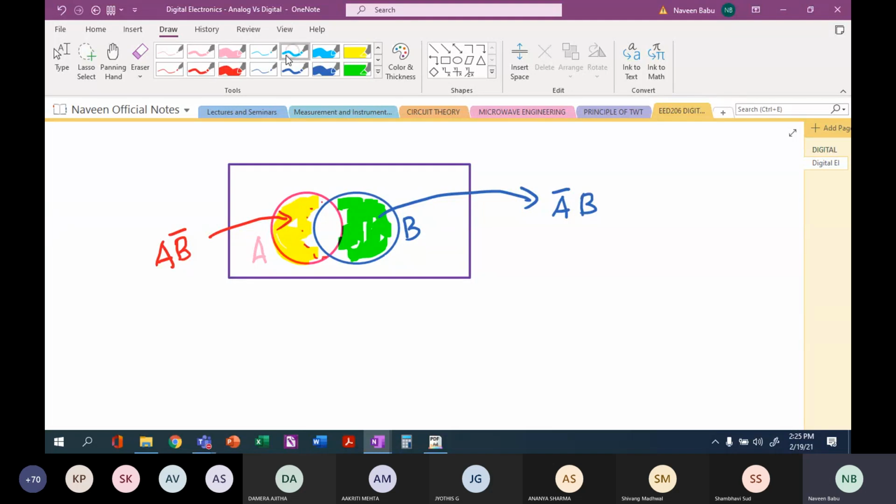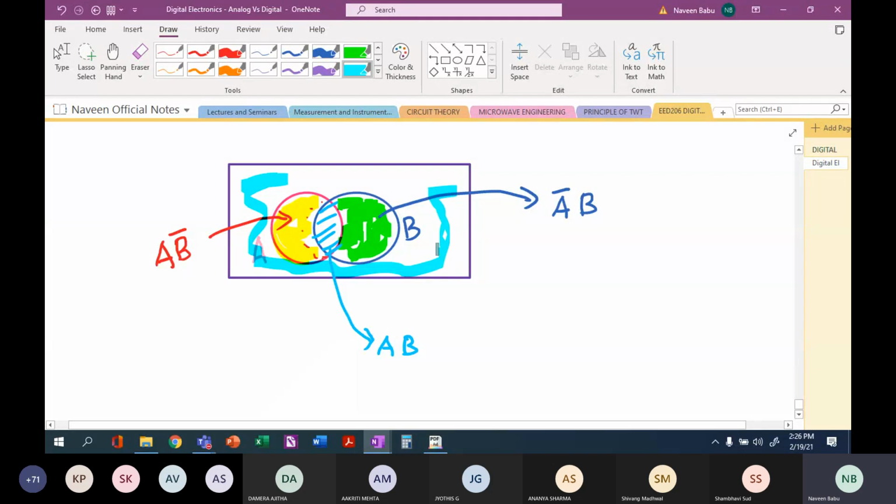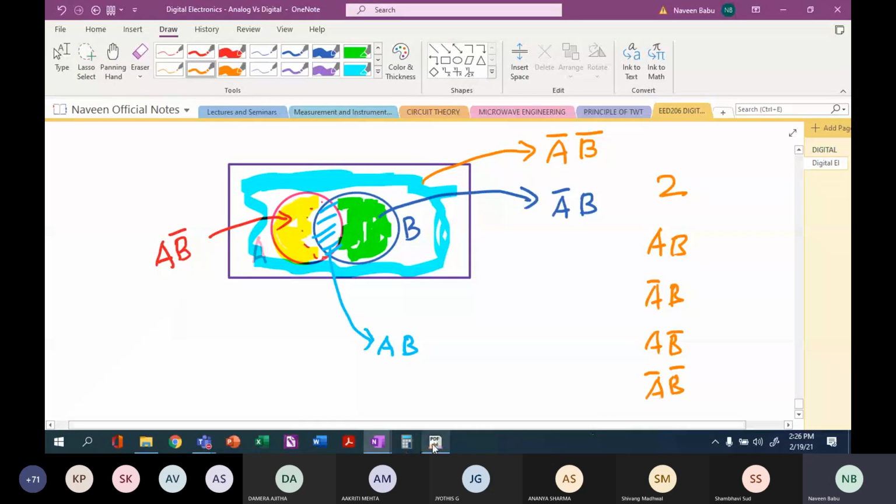Now what about this combined portion? This combined portion is nothing but both A and B are there. So this is A and B. What about this region? In this region, you don't have A, so A bar, and you don't have B either. So this region corresponds to A bar B bar. So for two variables, the sets that we have are AB, A bar B, AB bar, and A bar B bar.